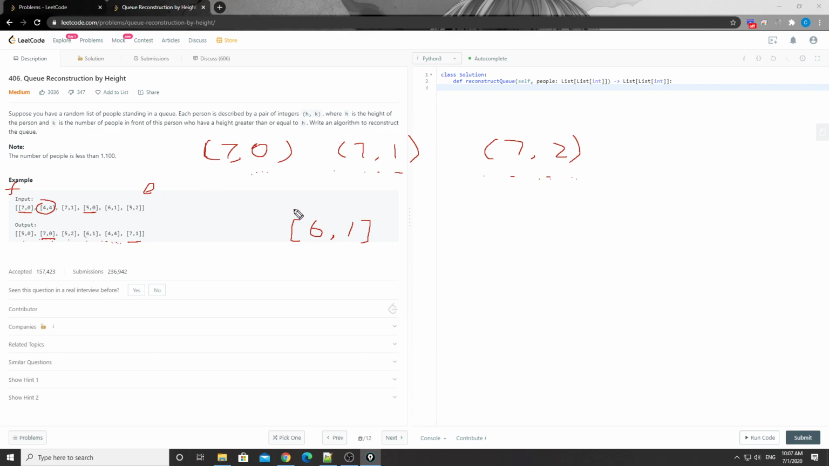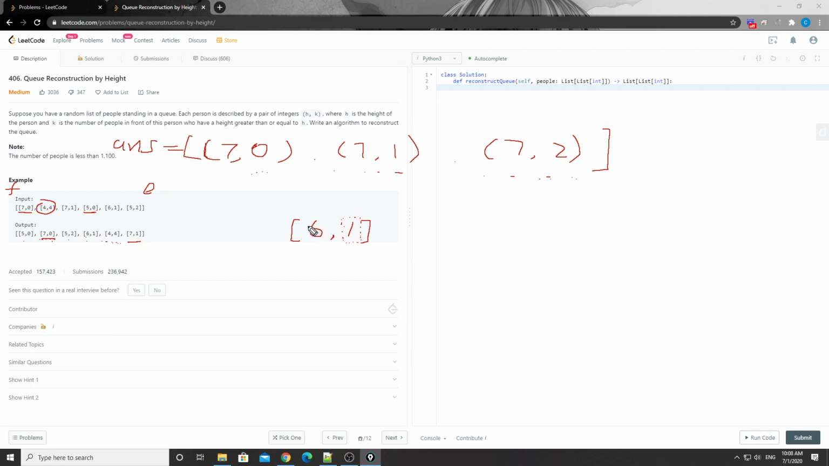I think the key observation here is that when we process this 6 here, the second element will be the index. Basically, if you watch this closely, this one will be the index at which we insert into the current answer here. Because it tells us we need one person in this array who is taller than I am, and that brought us to a second concept here.